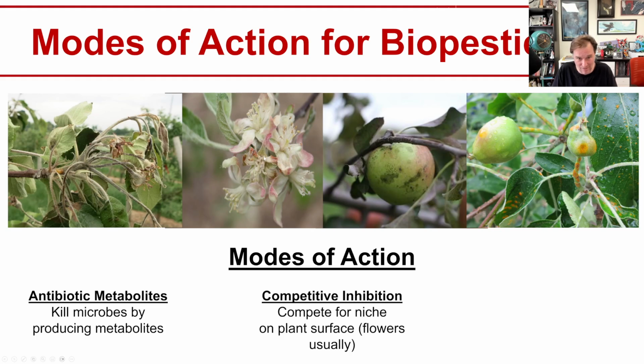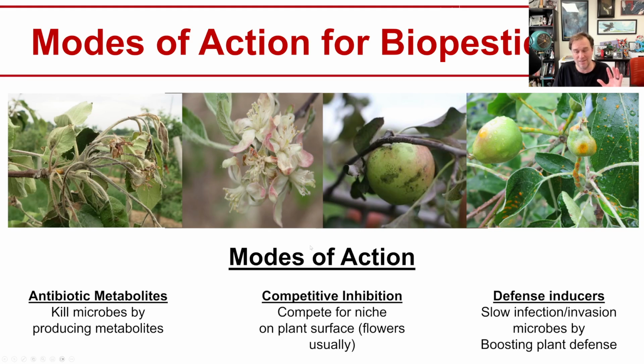You put these down in the floral cup, and you keep things like fire blight from getting into the floral cup and causing disease. Usually these competitive inhibition things work best in flowers. Clog the hole with another organism, and the pathogen can't get through. And then finally, they can slow infection by boosting plant defenses. Some of the things that we thought worked by competitive inhibition may also boost plant defenses as well.